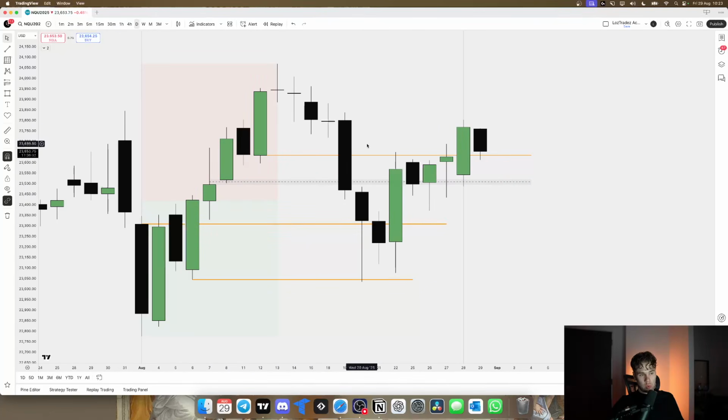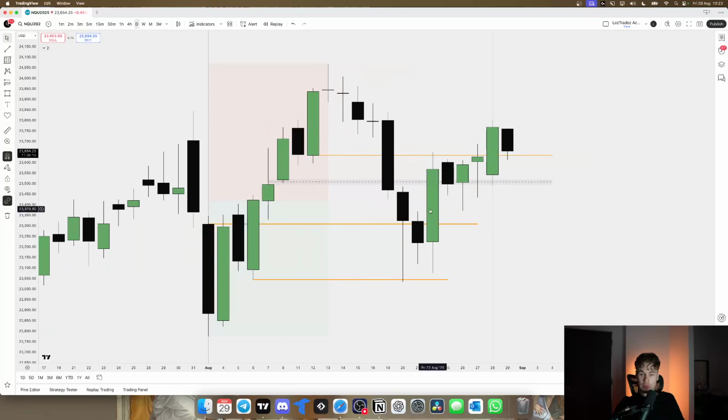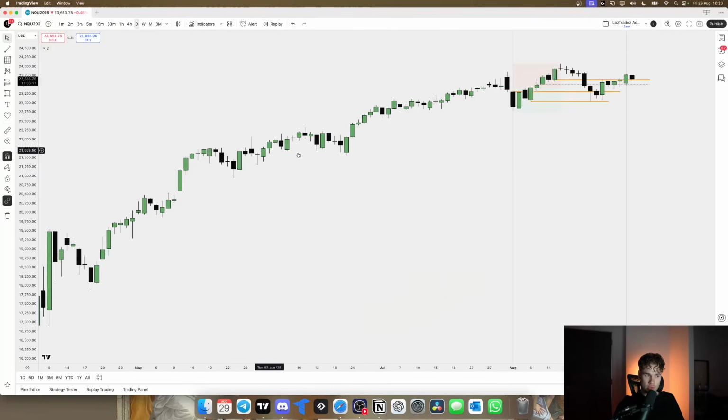You only want to focus on the discount and premium arrays in the last 20 days. And people think I'm joking when I say that. I'm absolutely not. You only want to focus on those. Why? Because it blocks out the noise. The algorithm is only referring to these levels. It is not yet referring to lows down here.